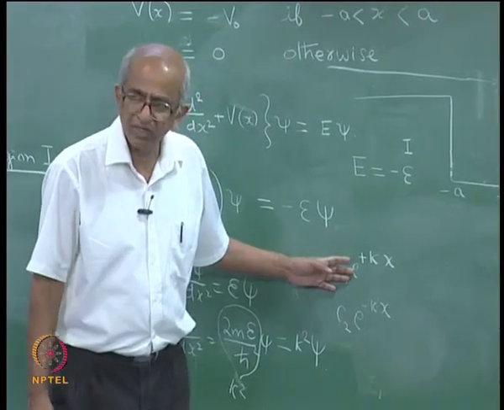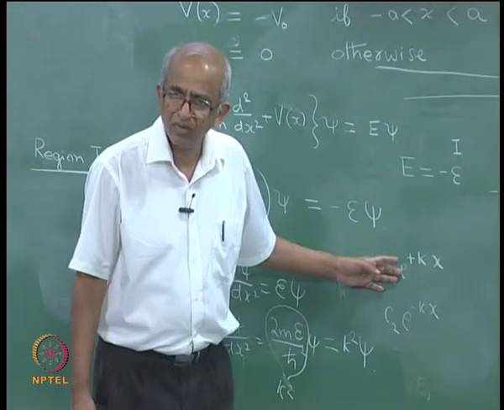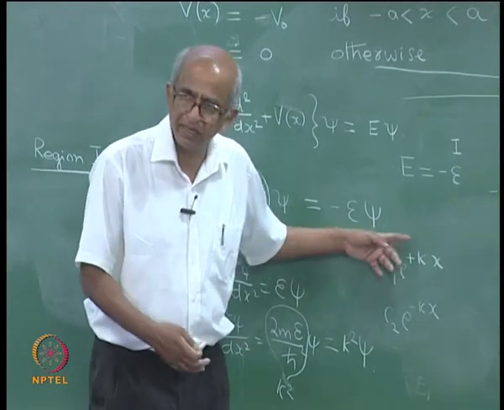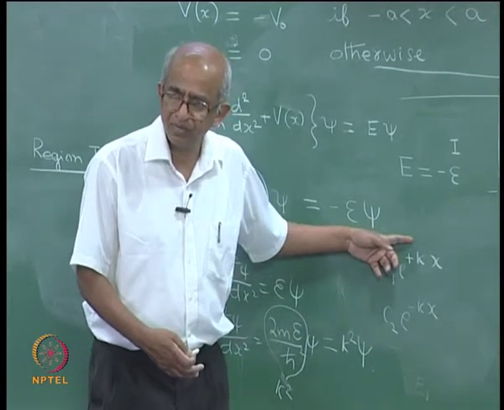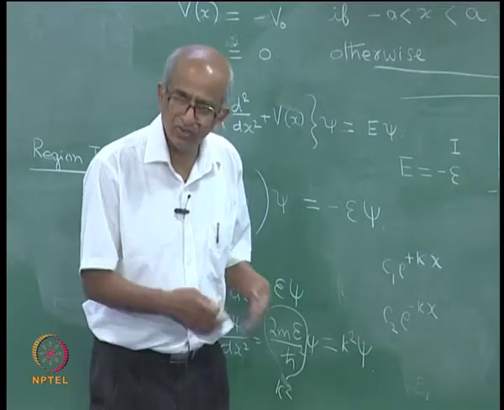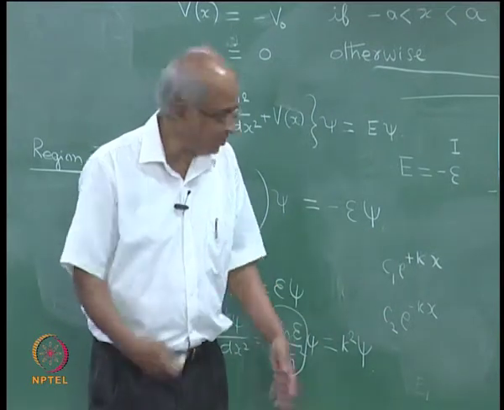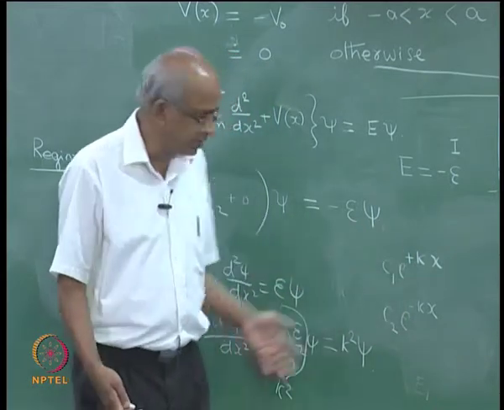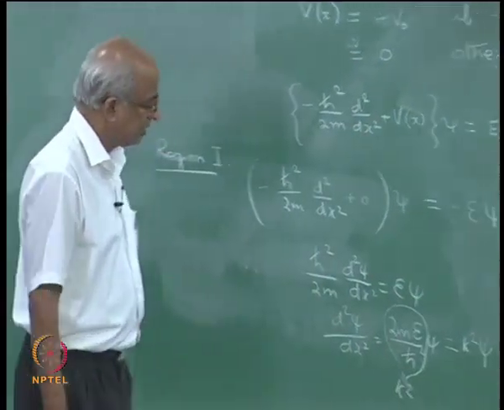These are possible solutions, as you can verify, very easy to verify, because if you took the second derivative of this, you will find that it is equal to this function getting multiplied by kappa square. Or if you took the second derivative of this, you will find that that is equivalent to multiplying this function itself by kappa square. So, therefore, it satisfies that differential equation.